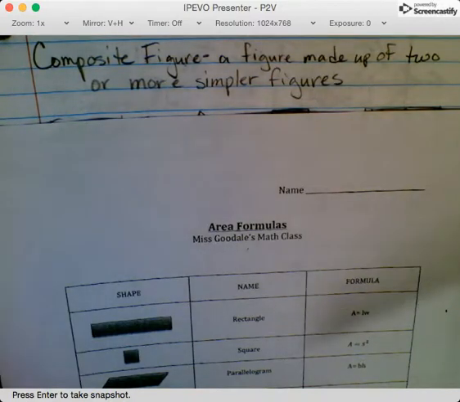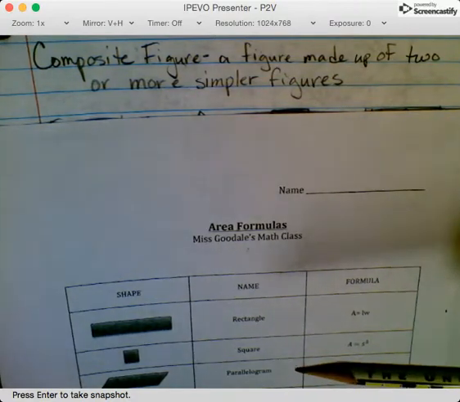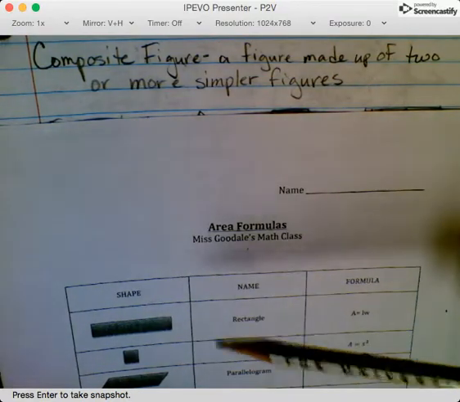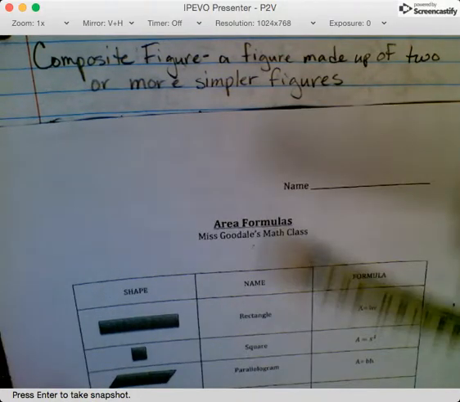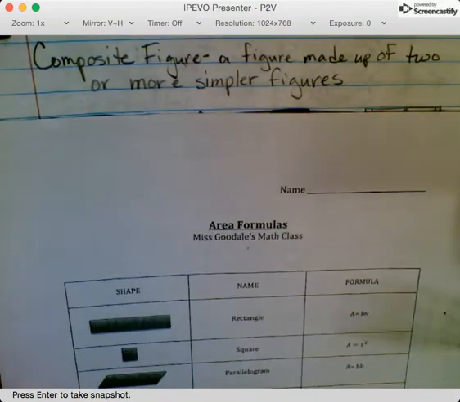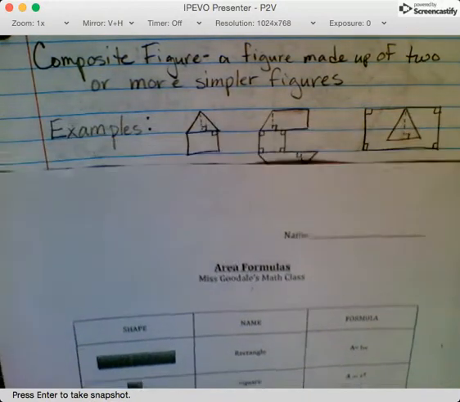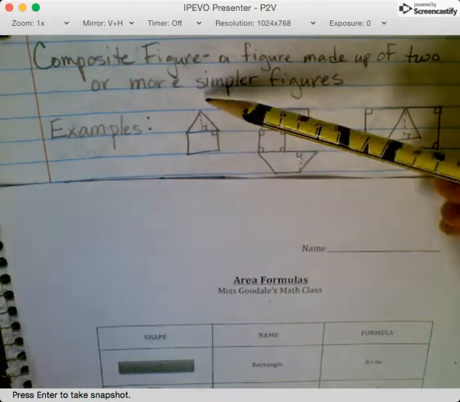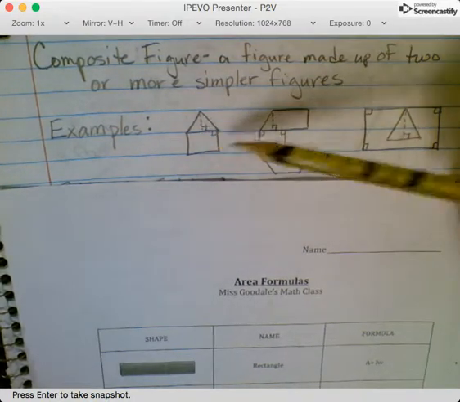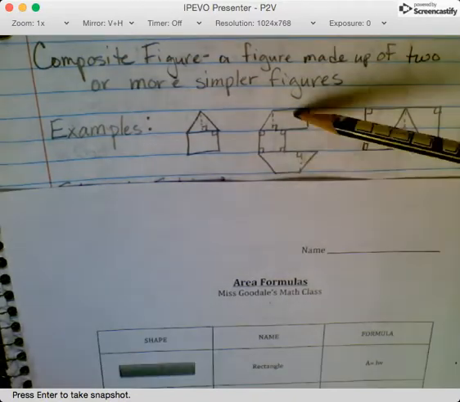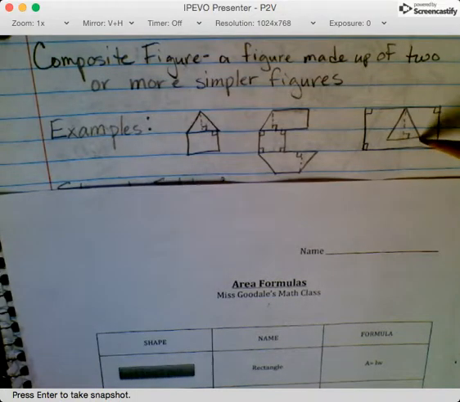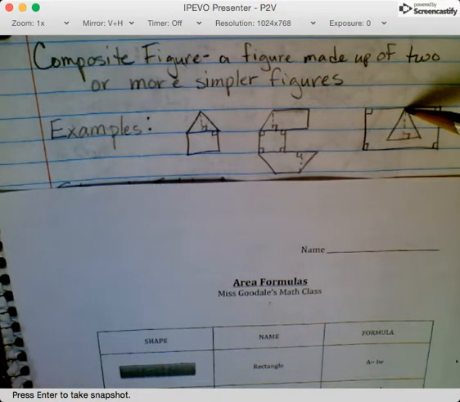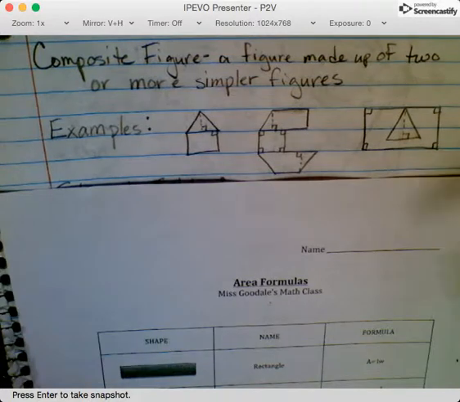And if you'll notice, I don't have a formula on the sheet for that because it could be made up of any combination of these different figures, and some of them could be added together, some of them could be taken out. So there's no set formula. You have to use a little bit of reasoning for those. So for example, I might have a rectangle and a triangle put together to make a shape. I may have trapezoids combined with a square, or I may have a rectangle with a triangle cut out of it.